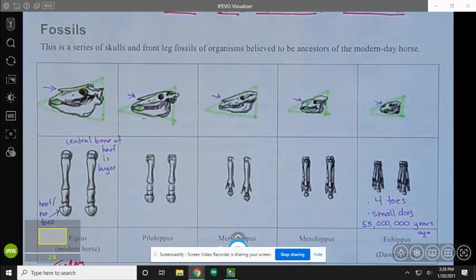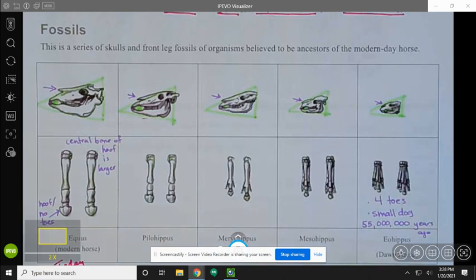So when we look at the fossil record, we're going to do something that basically we do all through this kind of evidence, and that is that we are going to compare the different fossils that we have. We're going to look for the similarities and we're going to look for the differences.